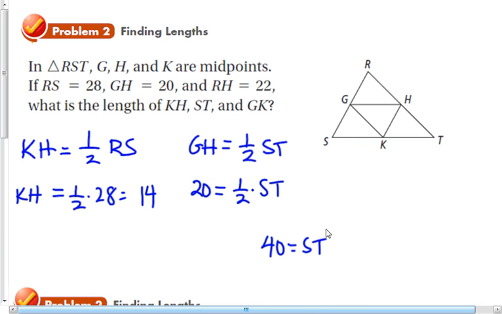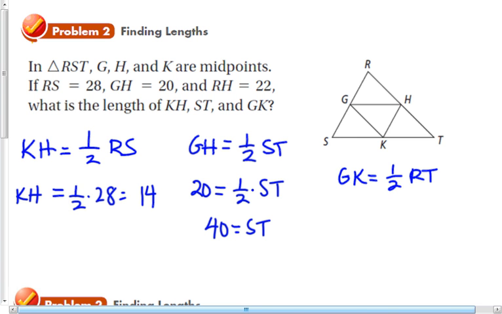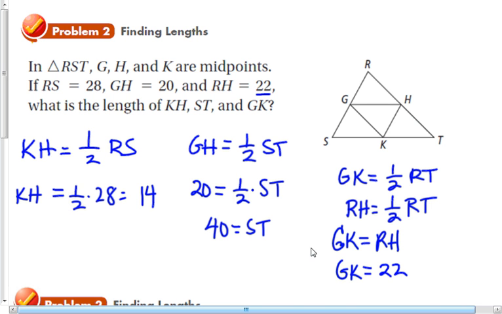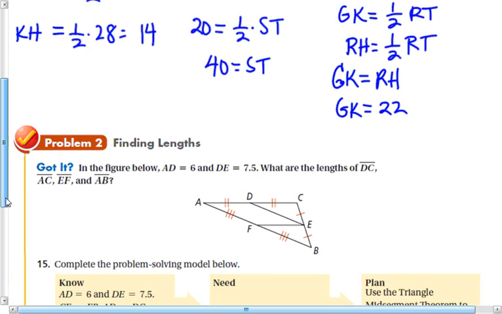And the last one I need to find is GK. To find GK, I know that GK is 1/2 of RT. And I also know that RH is 1/2 of RT, since H is the midpoint. So that means GK is equal to RH. And I know that RH is 22, so GK is 22 by substitution. All right, you try that.